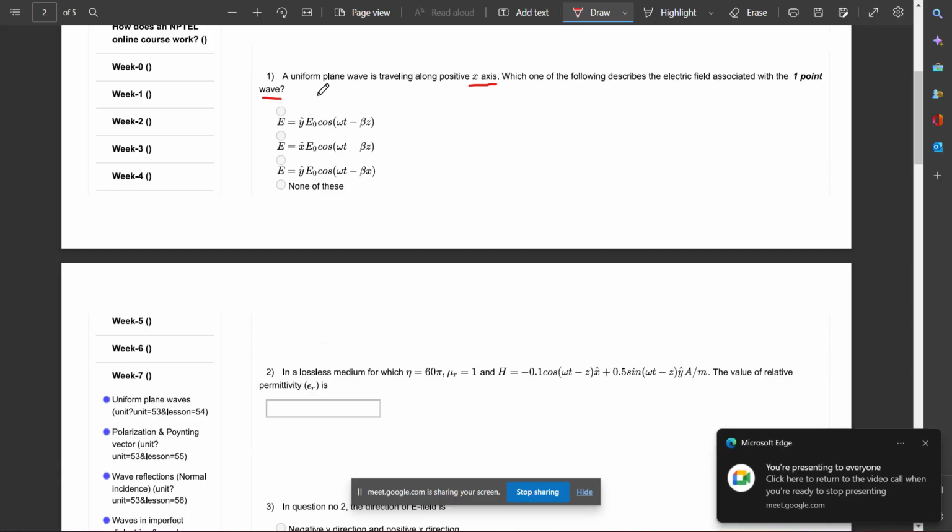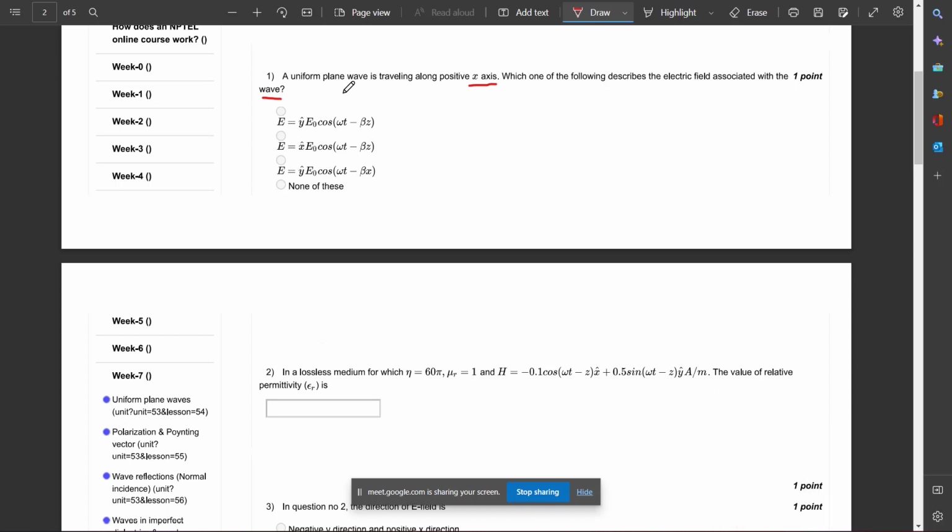So the first question here says that a uniform plane wave is traveling along x-axis. Which one of the following describes the electric field associated with the wave? Since it is a uniform plane wave, can someone tell me how to solve this one?